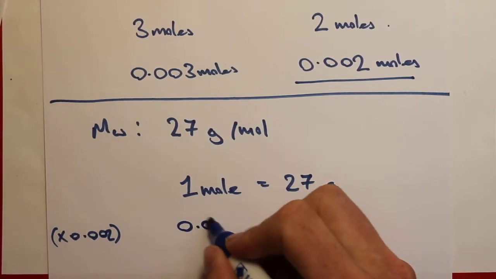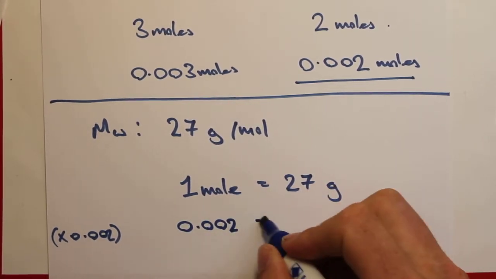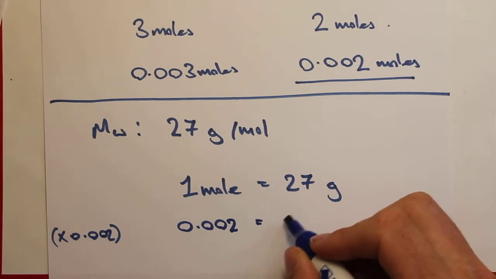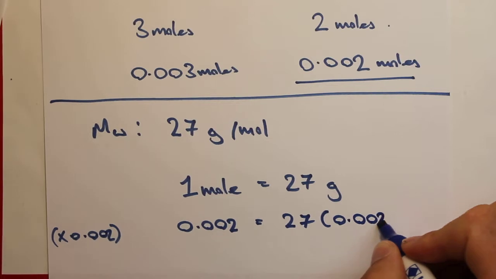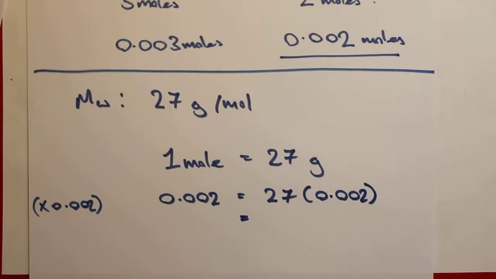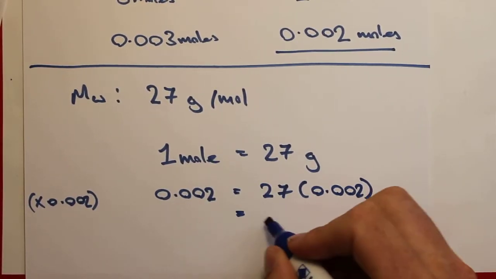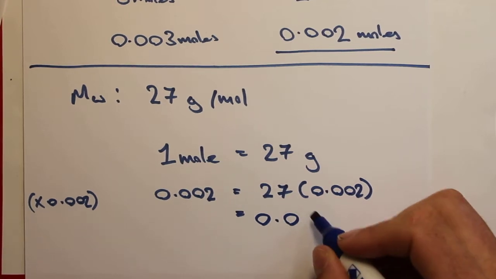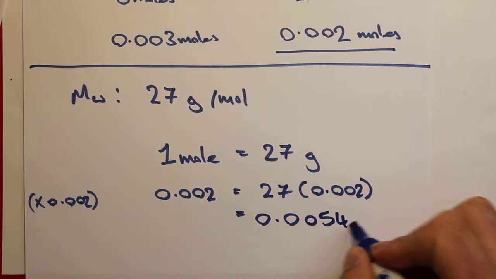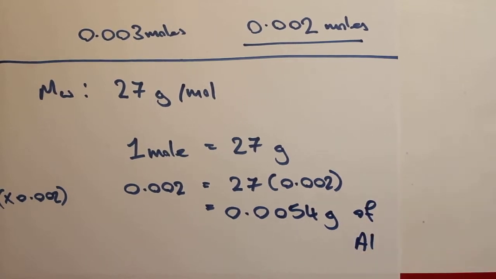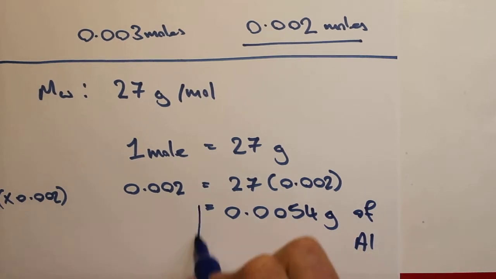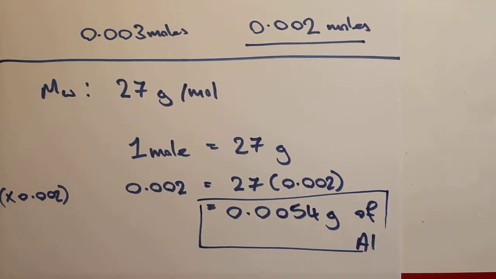So 0.002 moles is equal to 27 times 0.002, and that is equal to 0.0054 grams of aluminium. And that there is the answer to that part of the question.